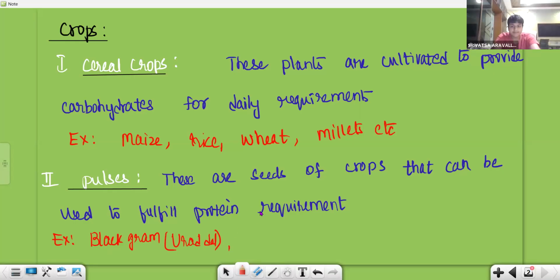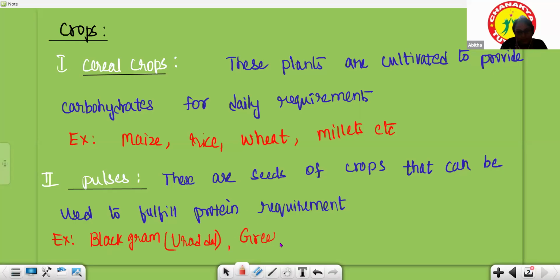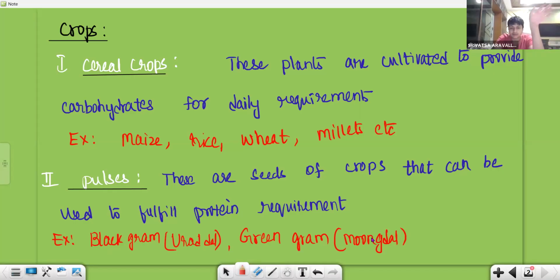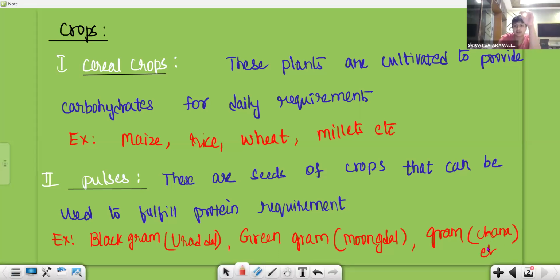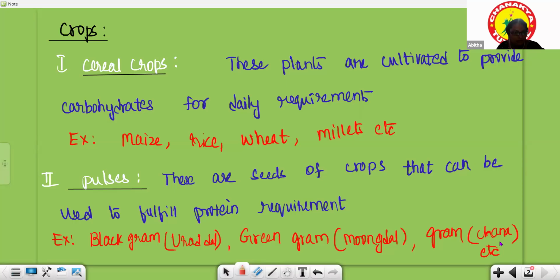Next, green gram. Green gram is moong dal. Then gram, which is chana. Chana, like in chole bhature. So these are some examples of pulses.